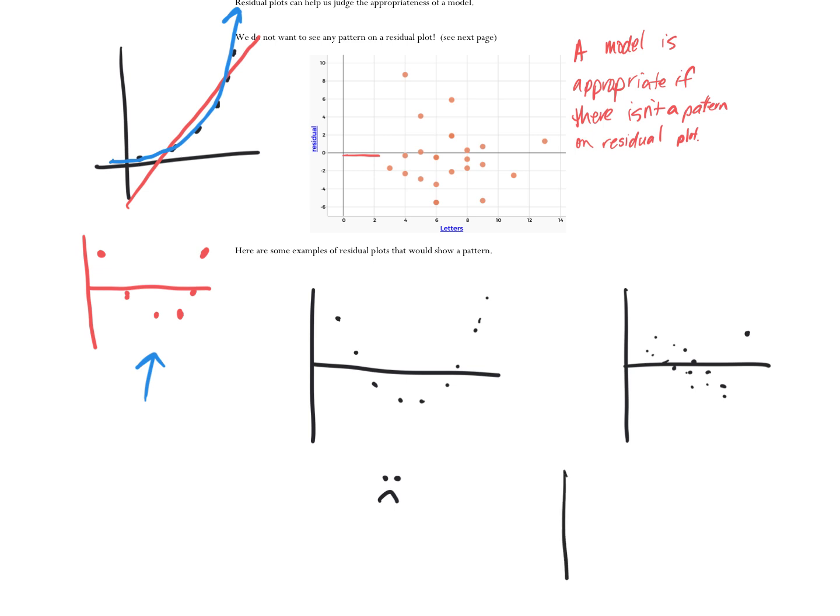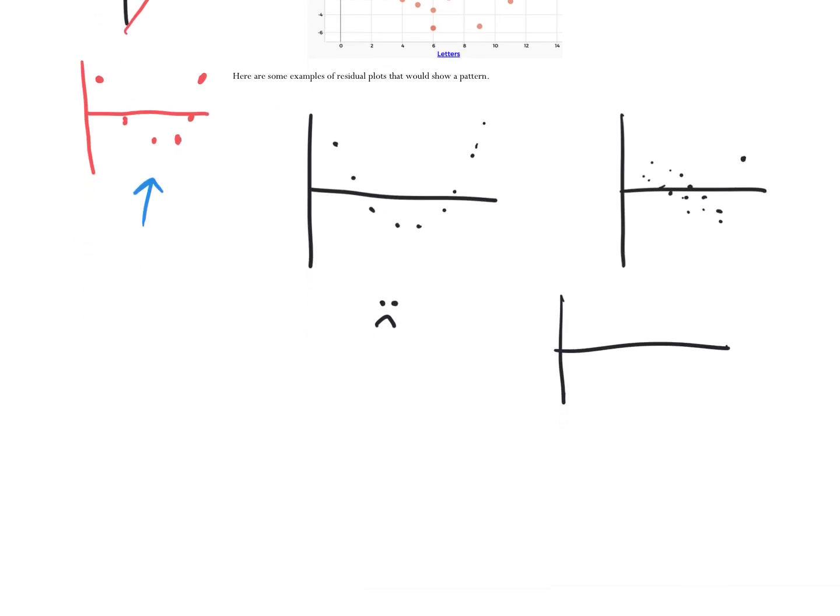Sometimes, and this would have to be super prevalent. This looks good so far, doesn't it? No pattern. If you start to see that one end is more spread out than the other, that is also problematic. So they should be about the same in variability about that x-axis. Those would all make us question a model.